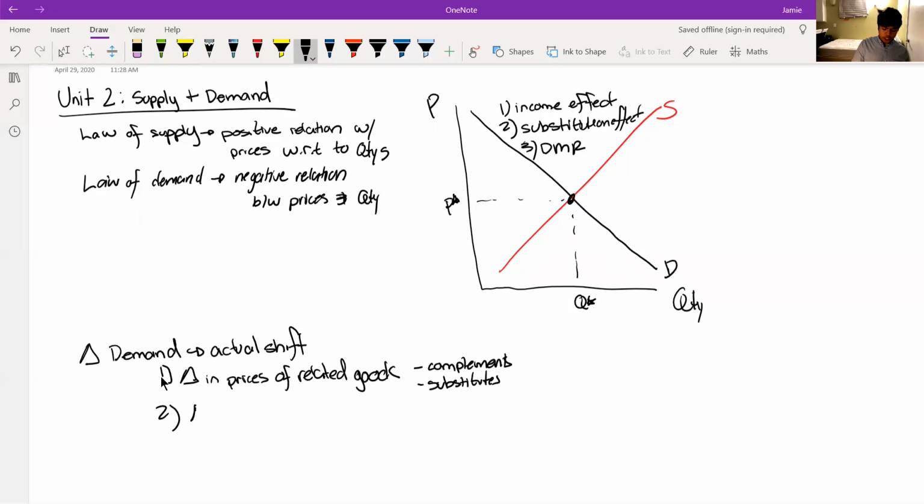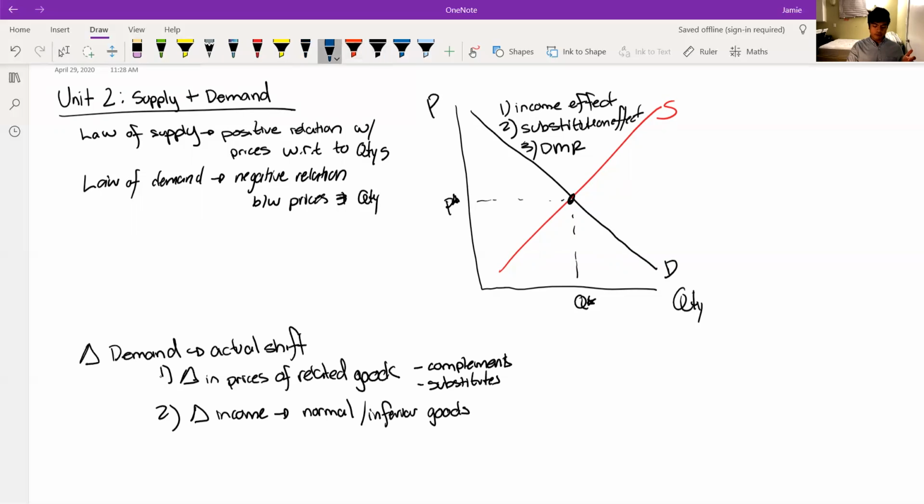Another one is changes in income. Again, there are two types of goods in relation to income: normal and inferior goods. So these are just a few factors that can shift the demand curve.